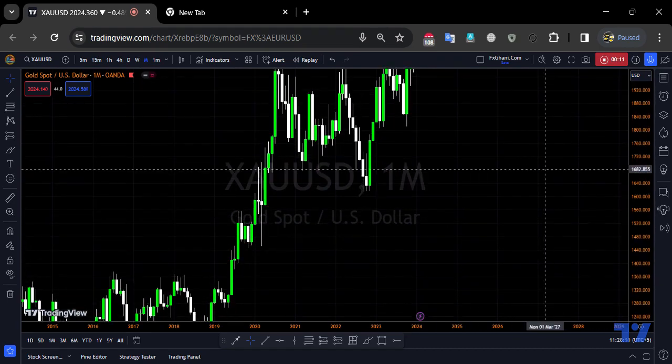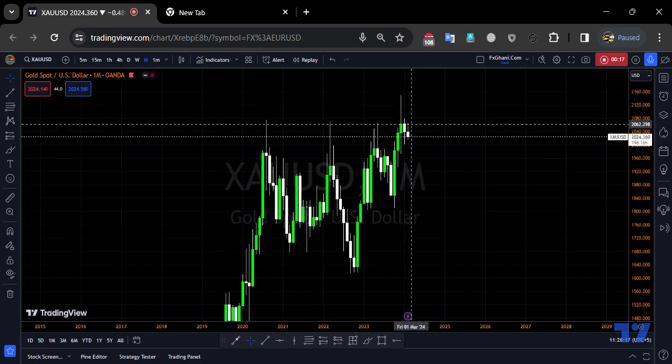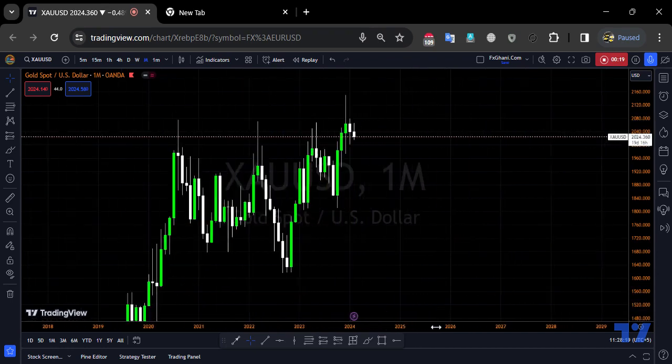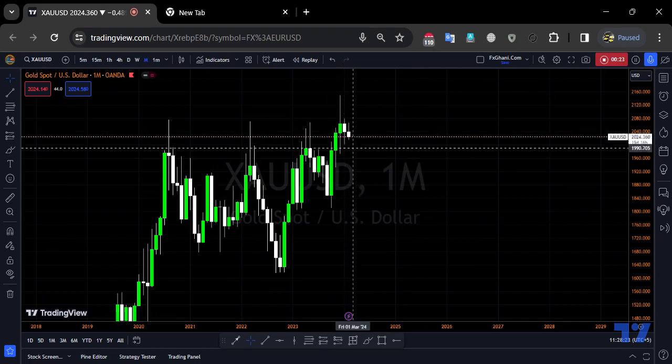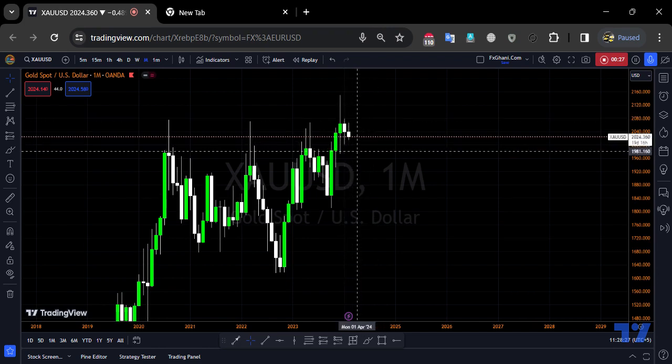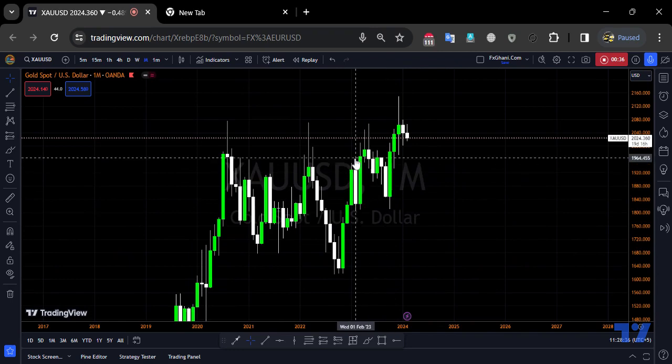Here you can see in the monthly time frame we have an inside bar, and it's a bearish inside bar. If any monthly candle breaks the low of our previous candle low, then we will enter a sell trade long term in gold, and our overall target is 1847 in the monthly time frame.